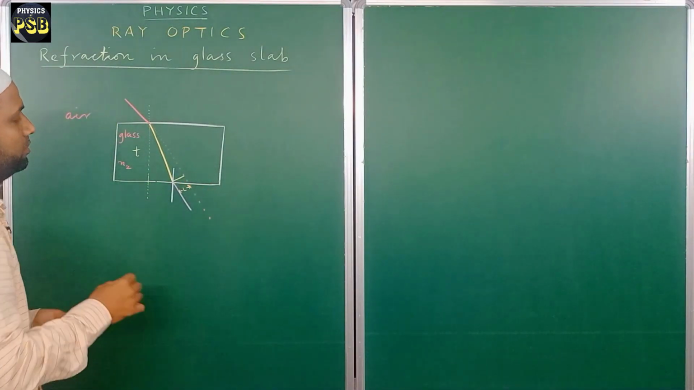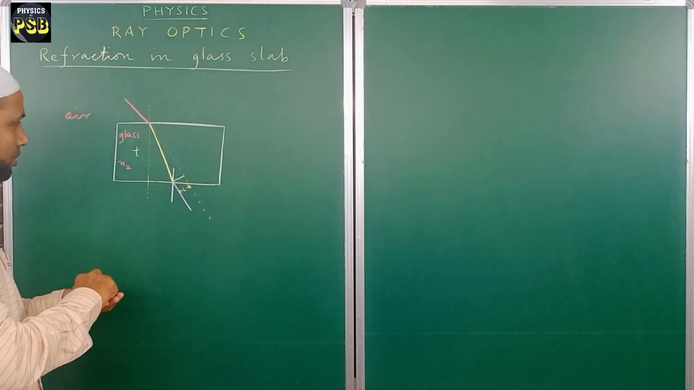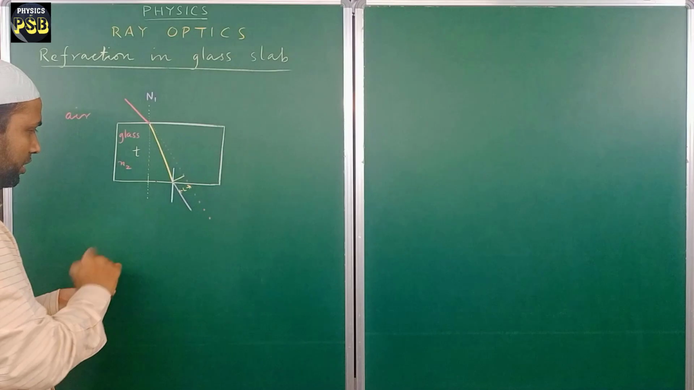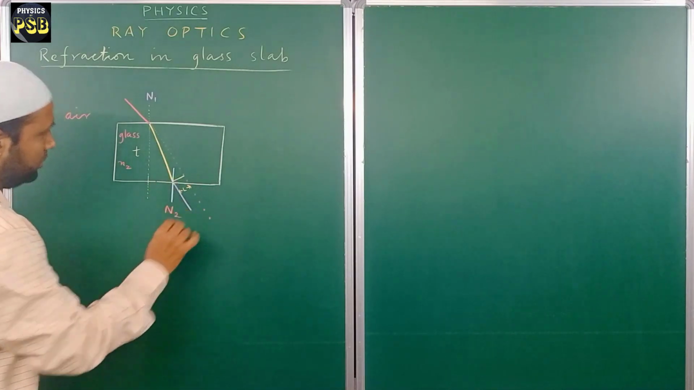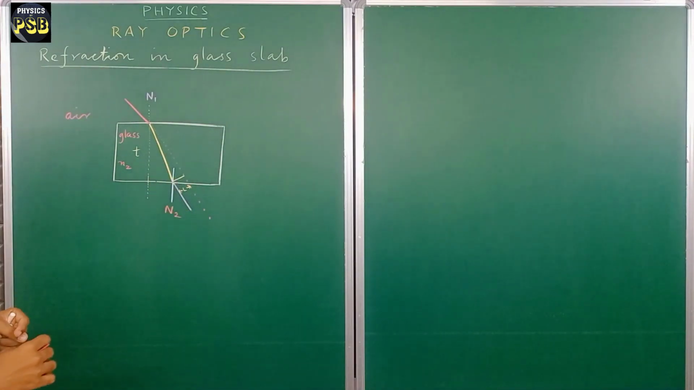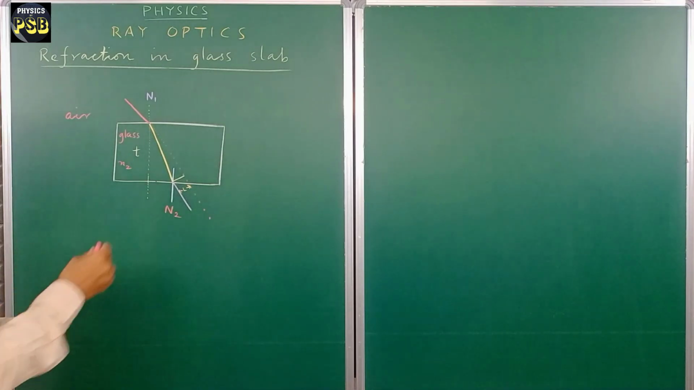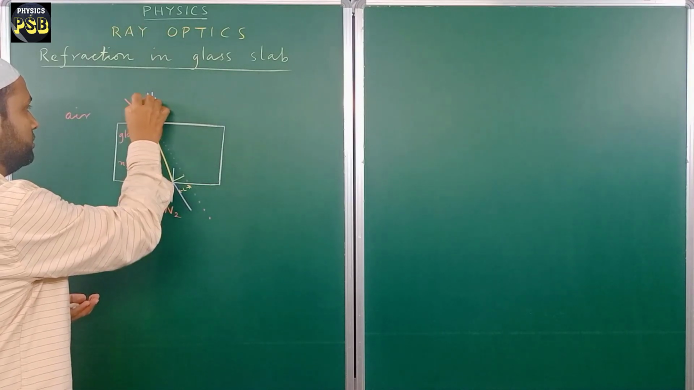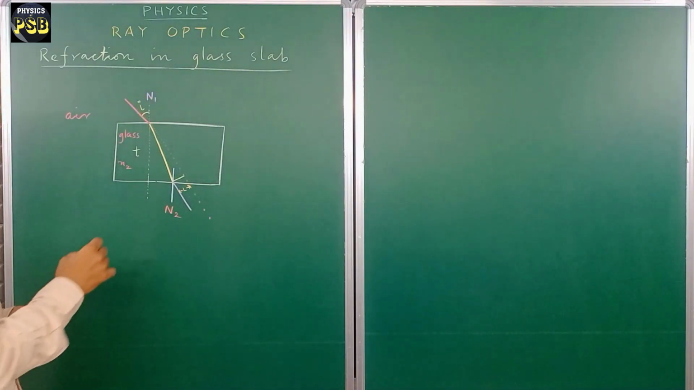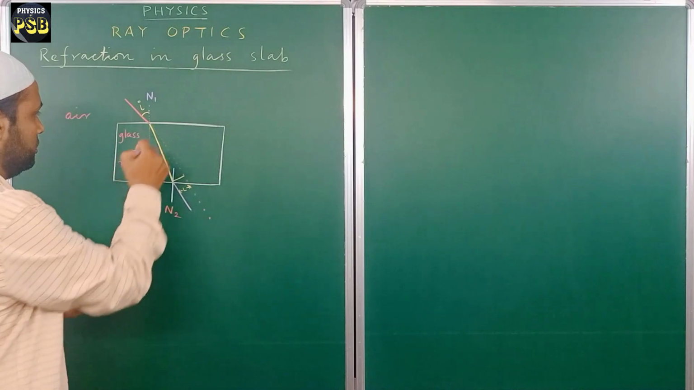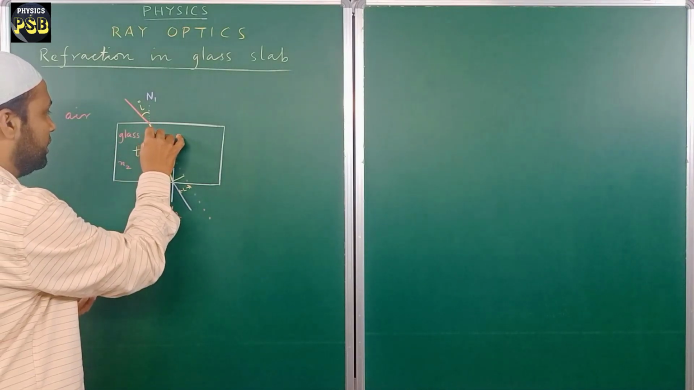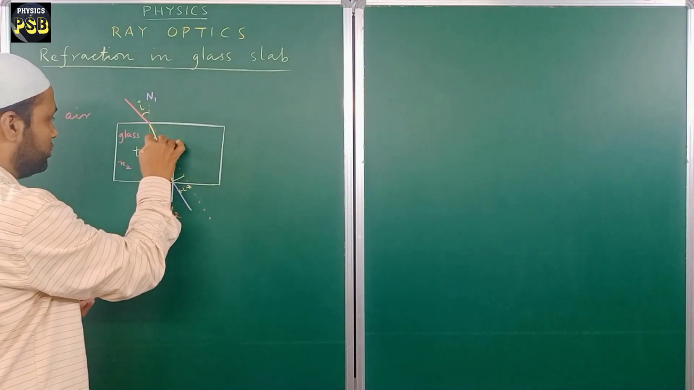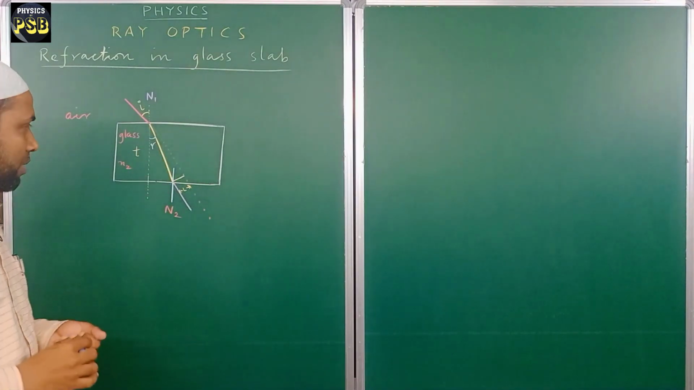Okay. Now, with respect to this normal, I name this as normal N1 and this normal is named as N2. With respect to normal N1, I find the incident angle, which is nothing but I, this angle of incidence with respect to normal. And here, the angle between the refracted ray and the normal is taken as the angle of refraction, reference letter small r.